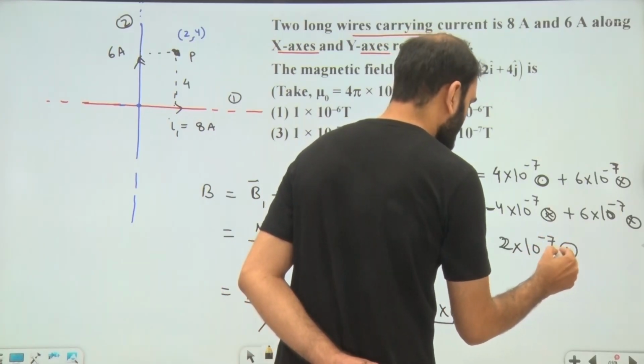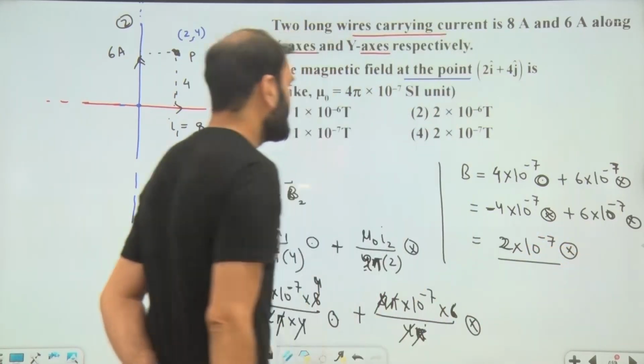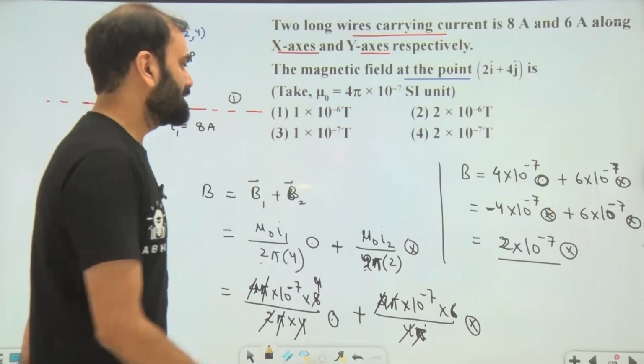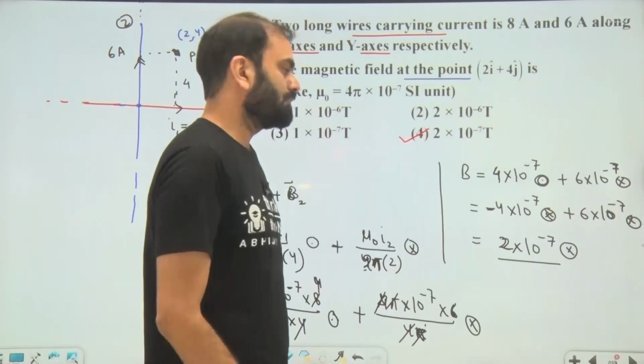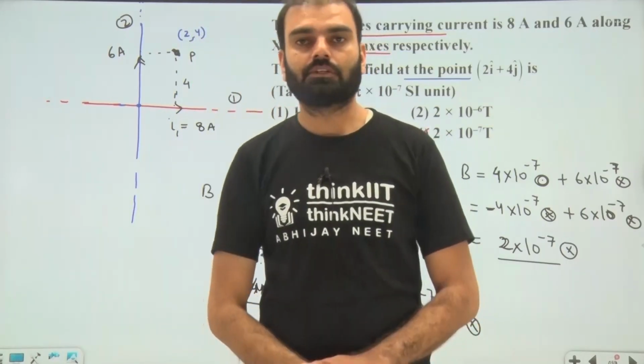So the magnetic field will be equal to 2 into 10 raised to power minus 7, and it matches with option number 4. So option number 4 is the correct answer of this question. Thank you.